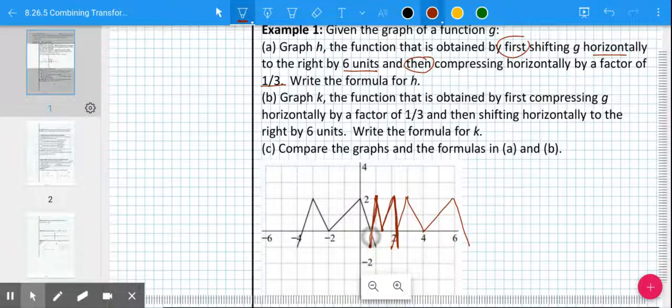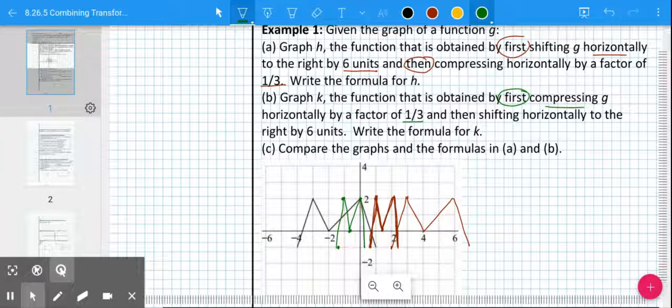Now part B is going to have us do the exact same thing, but we're going to go in a different order and our end result will be a little different. So let's take a look at that one. In part B, we're going to first compress it horizontally by a third. So I'm going to right away compress that horizontally by a third.